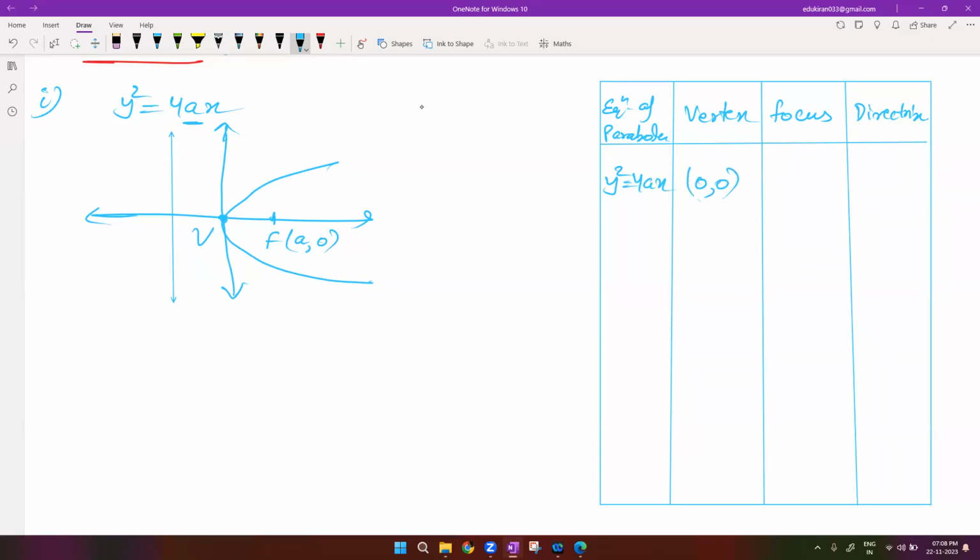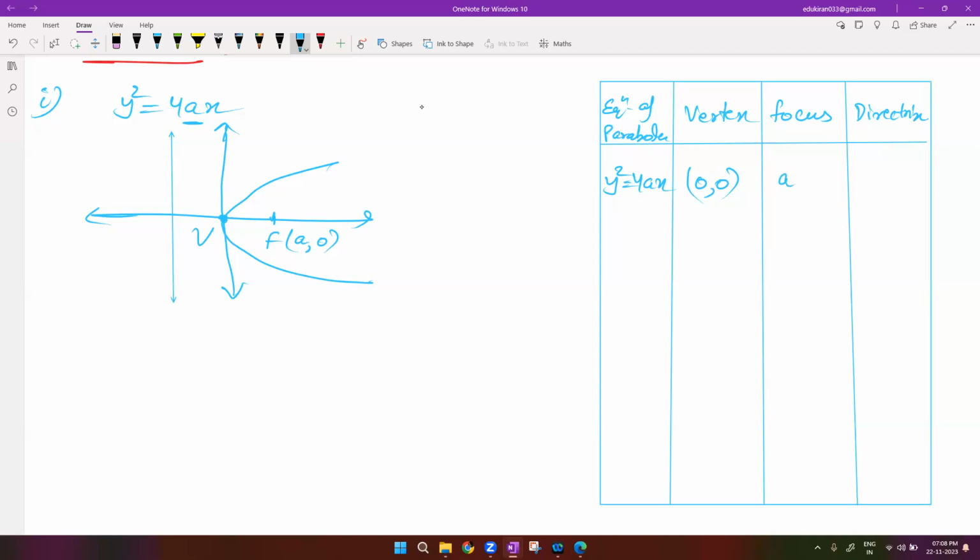The vertex is the point about which the curve is symmetrical. Symmetrical means the upper side of this curve is a mirror image of the lower side. If you divide this whole parabola at the vertex, you can easily notice that the two halves are mirror images of each other. So the vertex is the point about which your parabola is symmetrical, and it will be (0, 0) for all four equations that we will discuss.